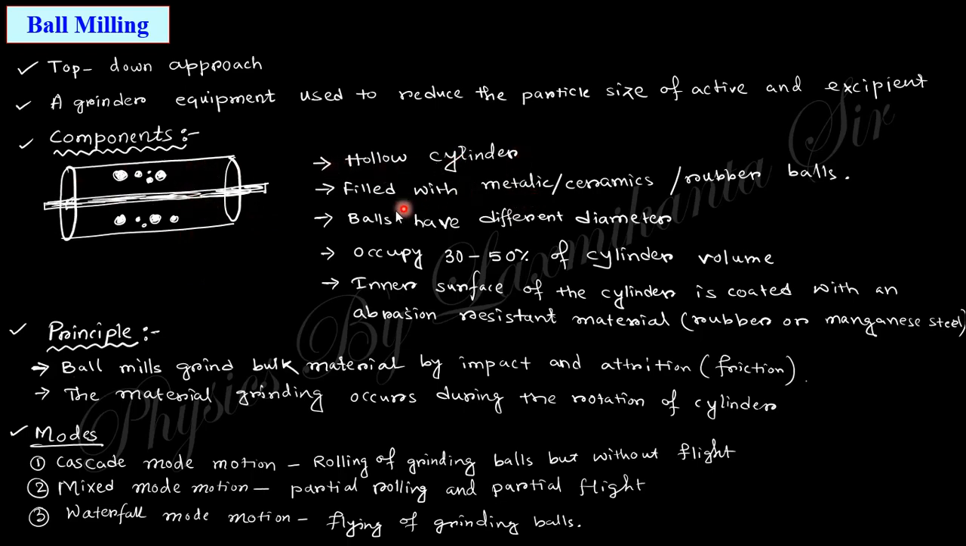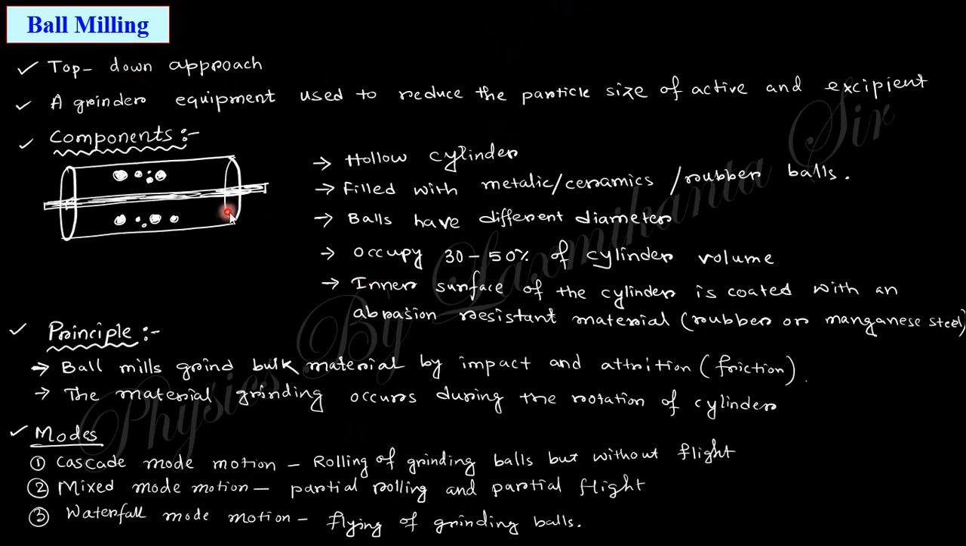This is a hollow cylinder filled with metallic or ceramic or rubber balls, and the balls have different diameters because they are for big size, and collision with the small ones will give a smaller size.